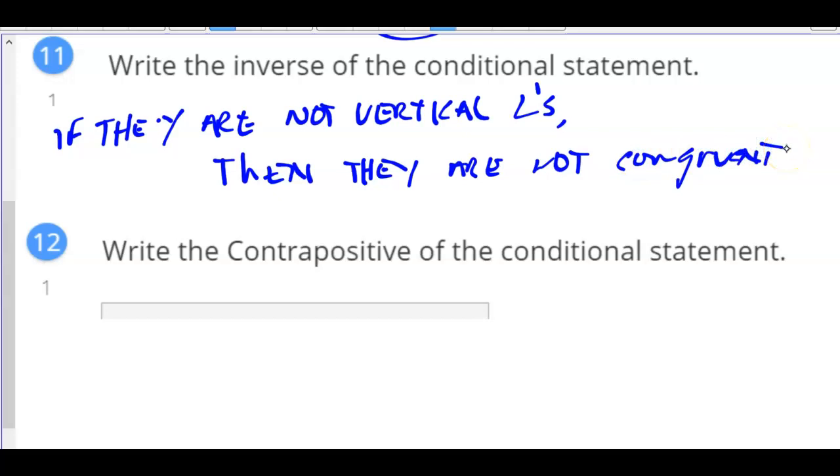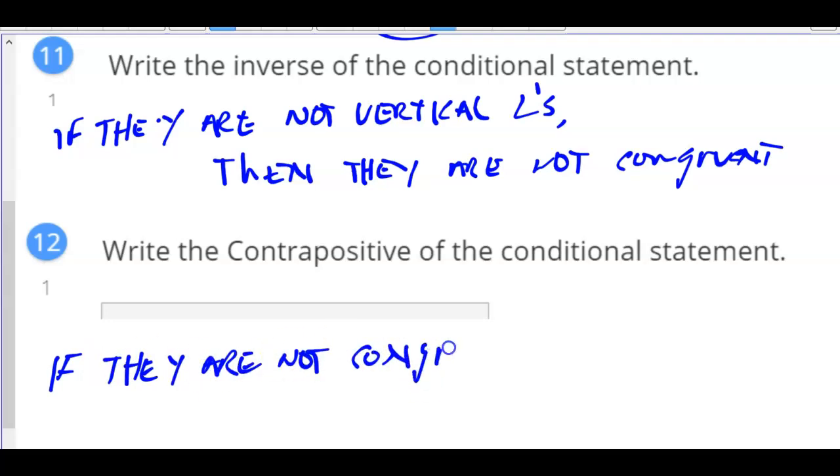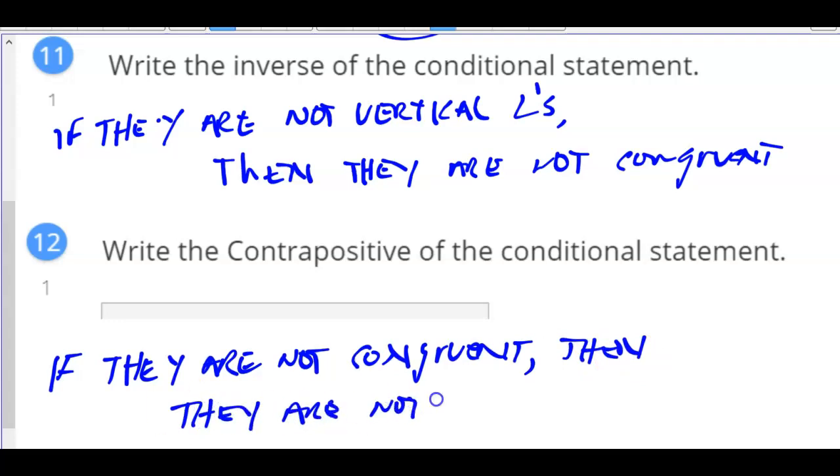Write the contrapositive of the conditional. So that's when you flip them and switch them. Basically, if you look at the inverse, you switch those. So if they are not congruent, oh, this is hard to write, then they are not vertical angles. That is true. All right.